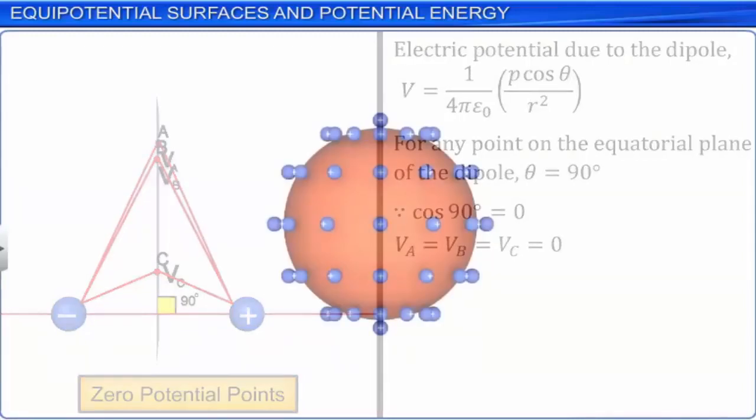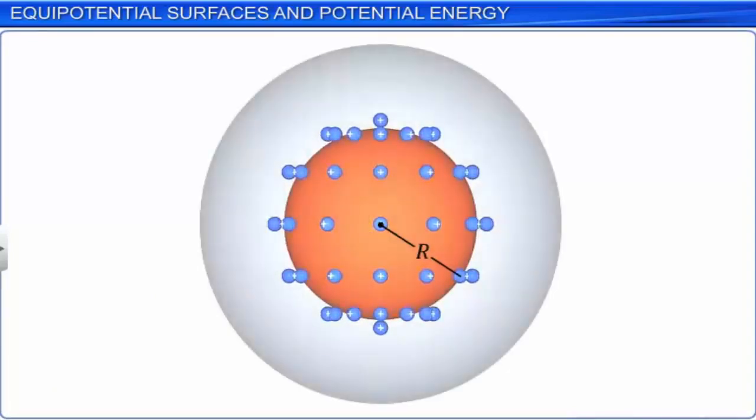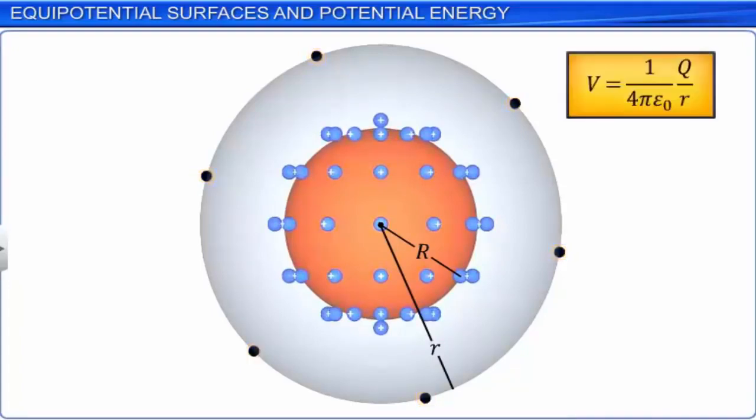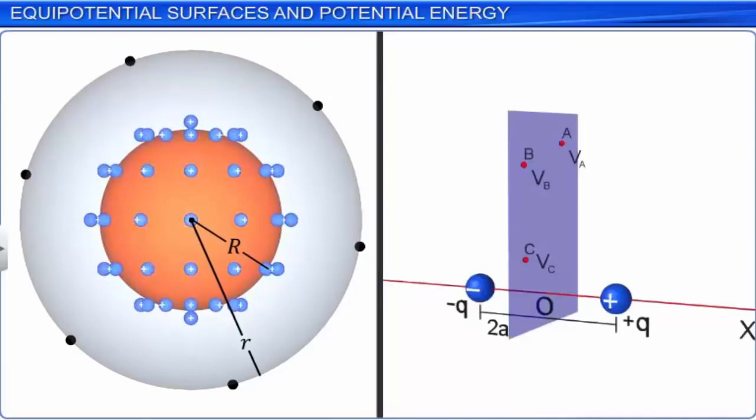Now let us consider a uniformly charged spherical shell of radius r with charge Q on it. Imagine a sphere of radius R around the shell. The electric potential V for any point on the imaginary sphere is given by V equal to 1 by 4 pi epsilon naught Q by R. In the above examples, we have seen surfaces which have the same potential at all points on them. Hence, potential difference delta V between points on an equipotential surface is 0.